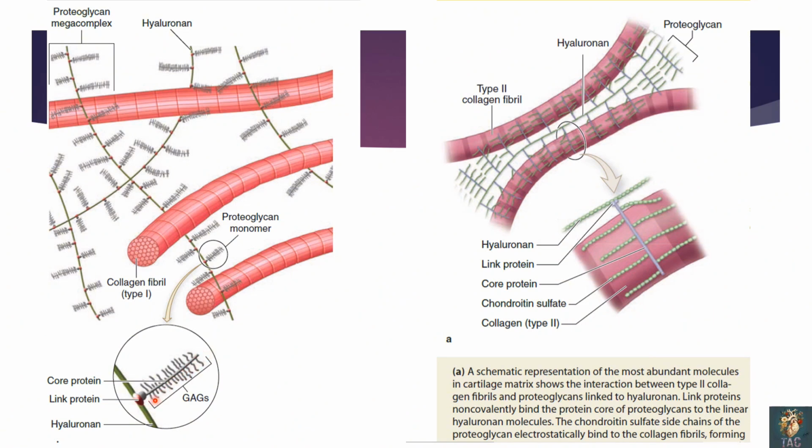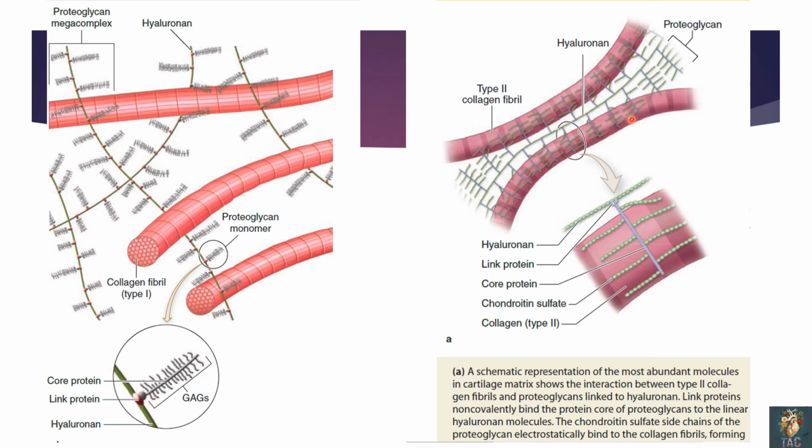In this proteoglycan monomer you can see in the center a core protein is present, and to this core protein the glycosaminoglycans are present, which are in case of the cartilage the keratan sulfate and chondroitin sulfate. This core protein monomer is attached to hyaluronan by means of a linker protein.